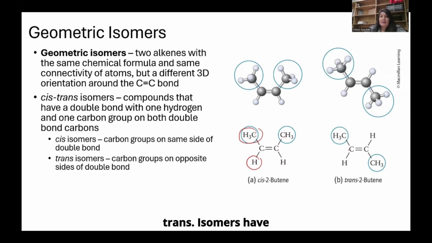Trans isomers have groups on opposite sides of the double bond. So the CH3 group is on opposite sides. One is in the up position, one is in the down position. So trans is opposite, cis is the same.